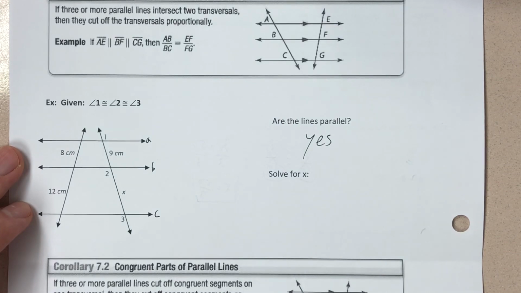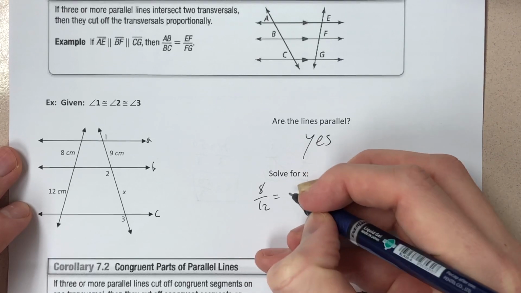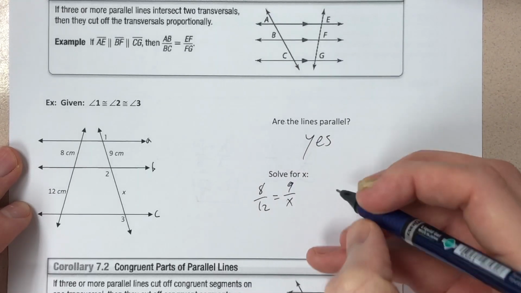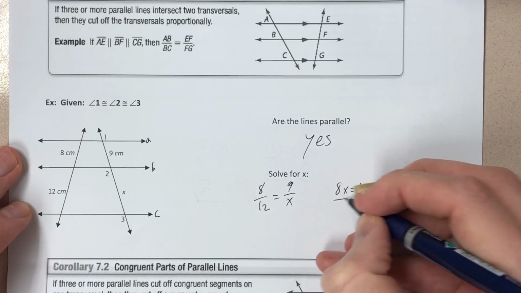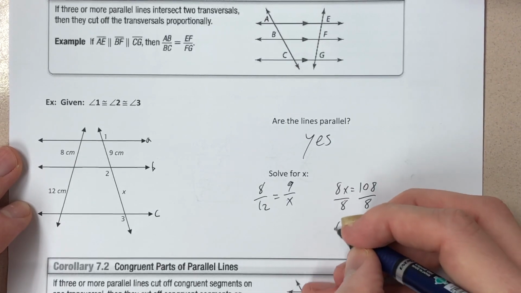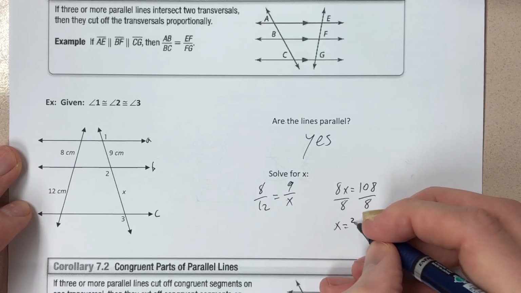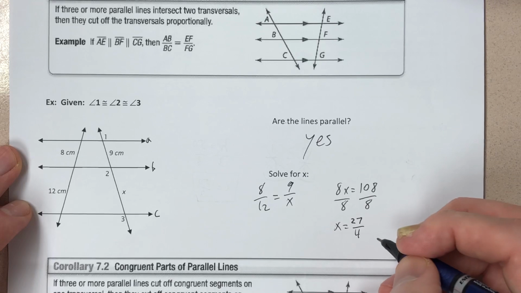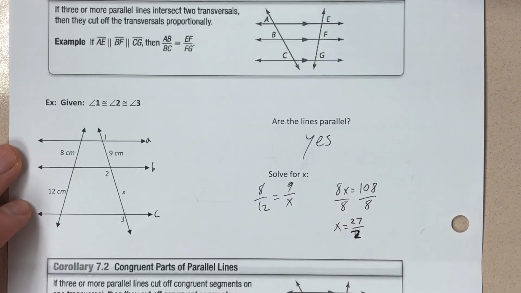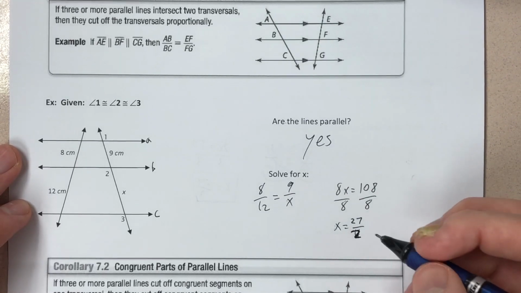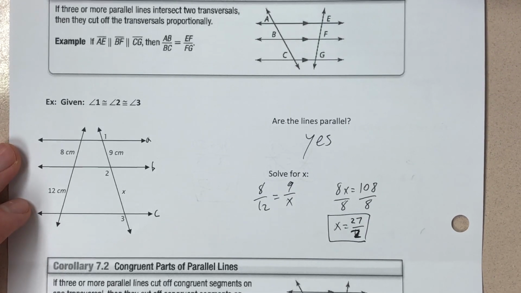Now to solve for x, we'd set up a pretty simple proportion like we've done before. We can say 8 over 12 equals 9 over x. When we cross multiply, we get 8x equals 108. We divide both sides by 8. I would get x equals 27 over 4. 27 over 2, excuse me. Sorry, 27 over 2, so 13 and a half. If you got a decimal approximation, it'd be 13.5. So that's what we get for x in that situation there.